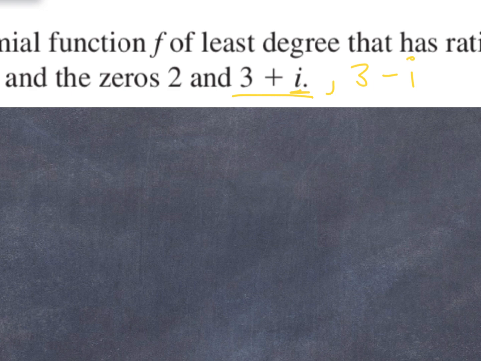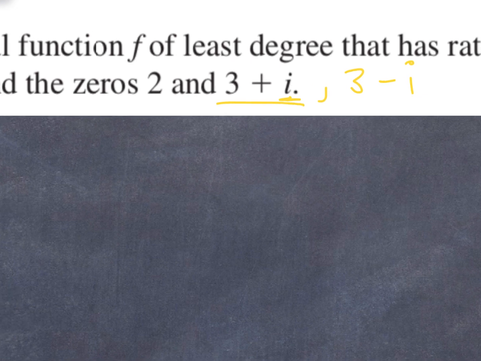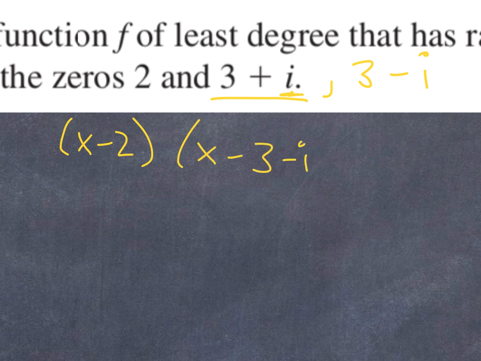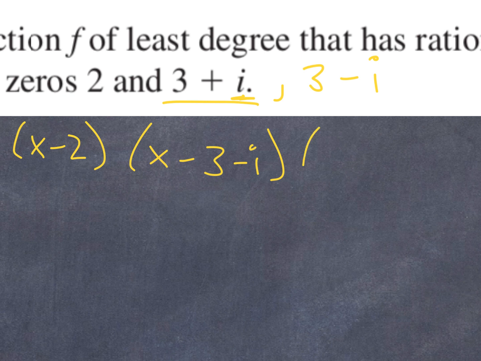Now we have to come up with the polynomial. We're going to write this in factored form and then multiply it out. So it's always x minus whatever number. So x minus 2. x minus 3, now we change both of the signs, so minus i. And then the other one would be x minus 3 plus i. So you always change the signs when you put it in factored form.